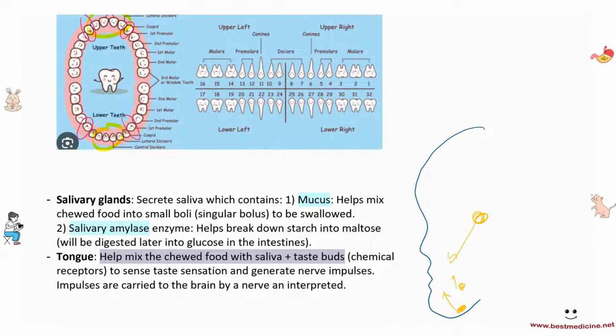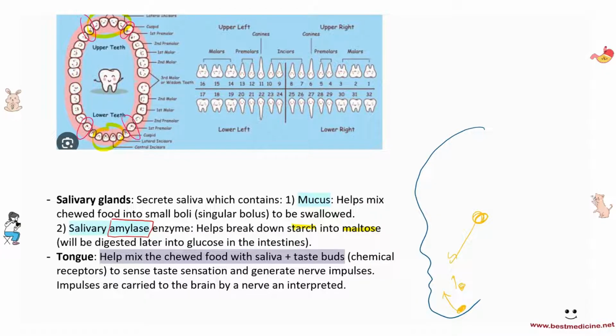Number 2, the enzymes contain salivary amylase. That's very important, okay? Salivary amylase. Do you remember the amylase enzyme from the previous video? Amylase is the enzyme that helps break down starch into maltose, which will then be digested later into glucose in the intestines.